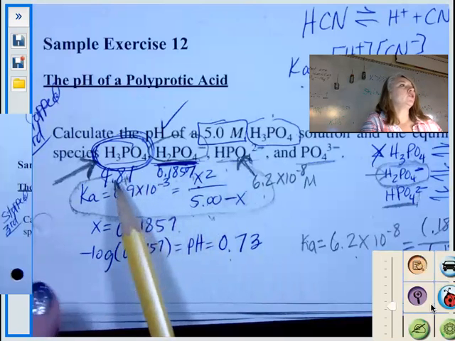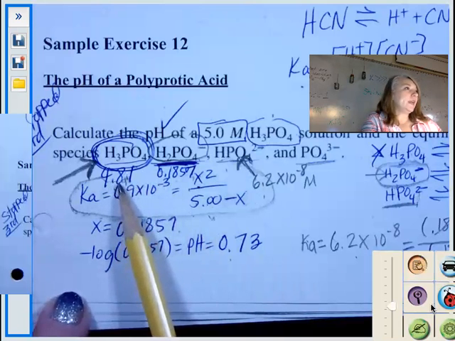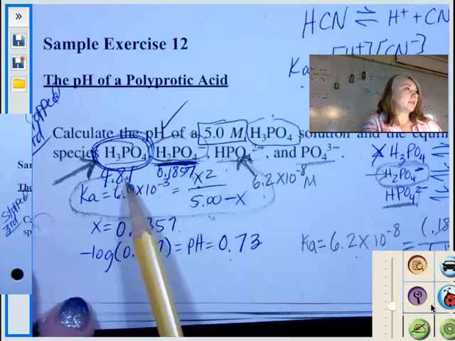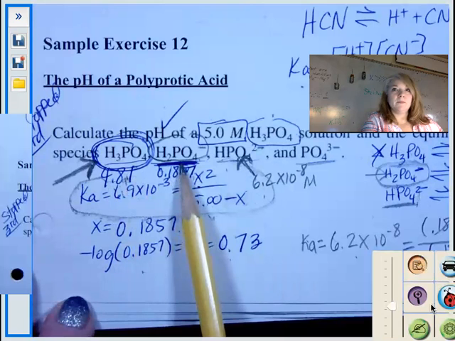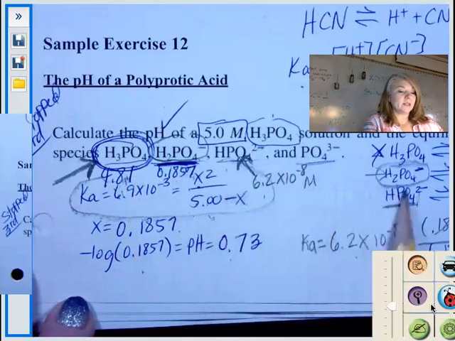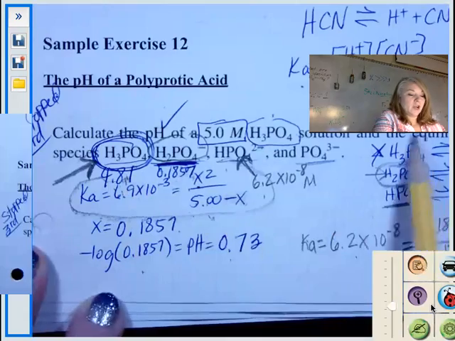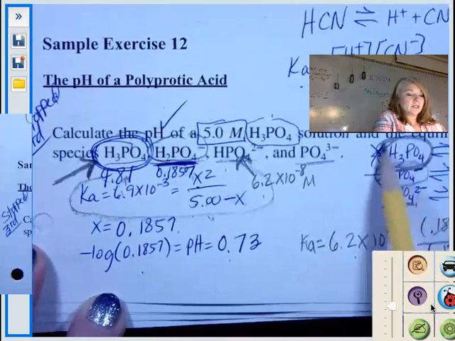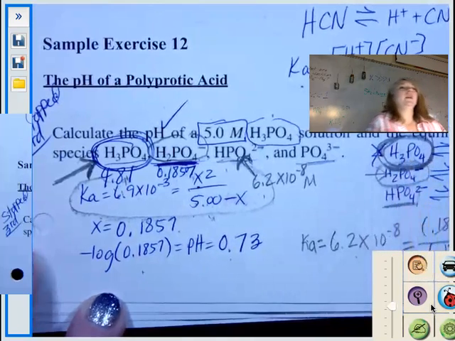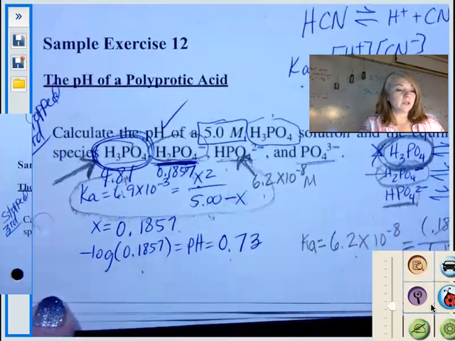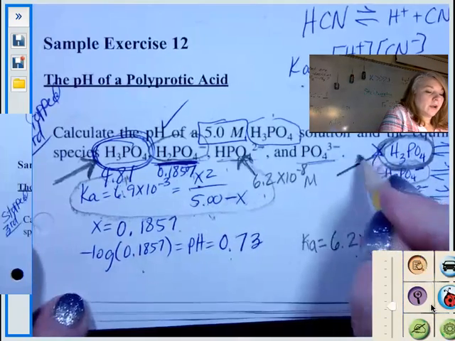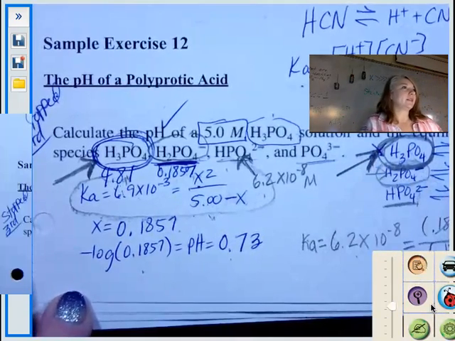H3PO4. It's always going to be the strongest of the weak acids. It's going to be your major species in solution. That's bigger than your hydrogen ion concentration. It's going to be bigger than its conjugate base, and it's definitely bigger than the rest of these. If you want to jot that down to the side: if the question asks you, in a polyprotic acid situation, which species is going to be greatest in solution, it's always going to be the strongest of the weak acids.